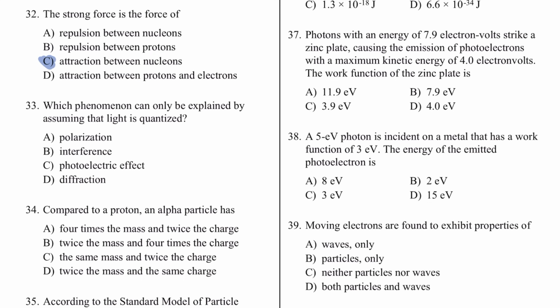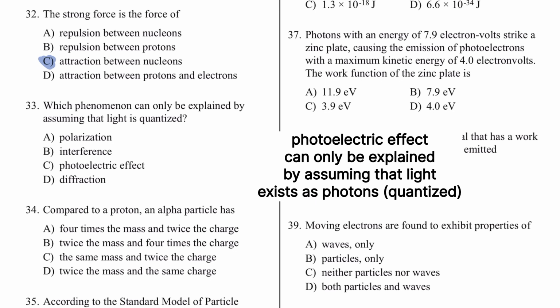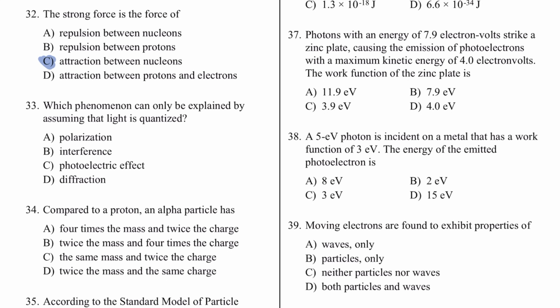33. Which phenomenon can only be explained by assuming that light is quantized? When it says that light is quantized, this is basically just saying that light is existing in these packets of energy or these packets of light called photons. So which phenomenon builds upon this? That's going to be photoelectric effect. Remember that photoelectric effect is saying that when light shines onto a metal surface, electrons are ejected, and those electrons are called photoelectrons. So this is going to be the photoelectric effect.